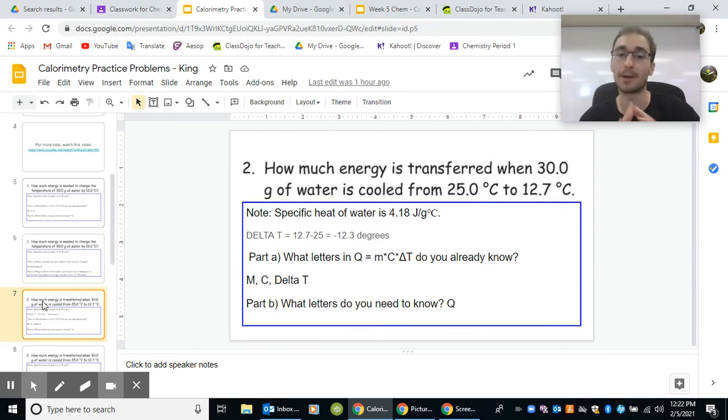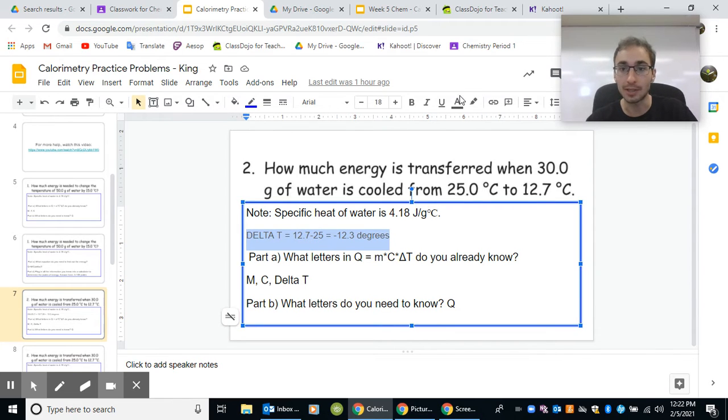Next, number 2 was a little harder. You did have to do some subtraction. You take the final temperature of the water minus the initial temperature of the water, so you should have ended up getting a negative number. So 12.7 minus 25, you get negative 12.3 degrees. Note, there's no such thing as negative energy or negative temperature. The negative just means you're losing temperature because it's getting colder.